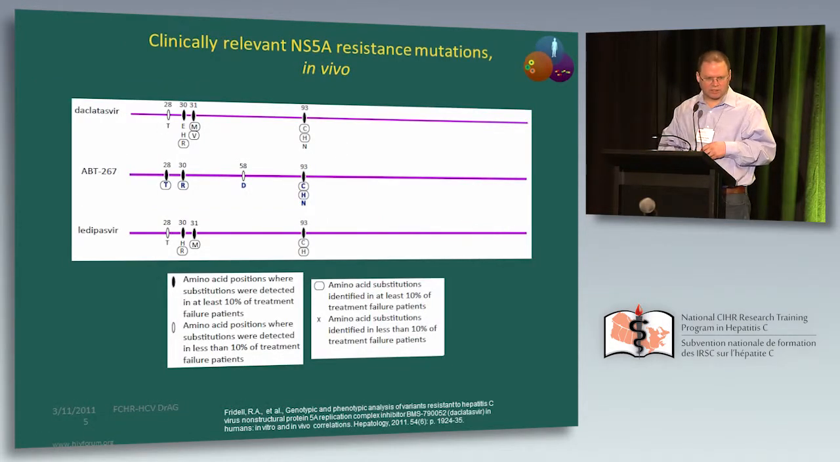With regard to NS5A inhibitors, there are also a bunch of mutations here, and Mark alluded to this. Some of them really confer cross-resistance to the entire class. Position 93 is definitely an example.